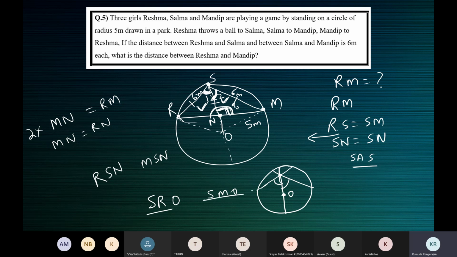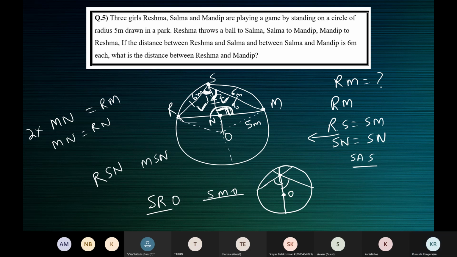To have the triangle SRO, children, am I audible and clear? Yes, ma'am. All right, children, thank you. So to have the triangle SRO, we need to join RO. So we join RO, and then in triangles SRO and SMO.